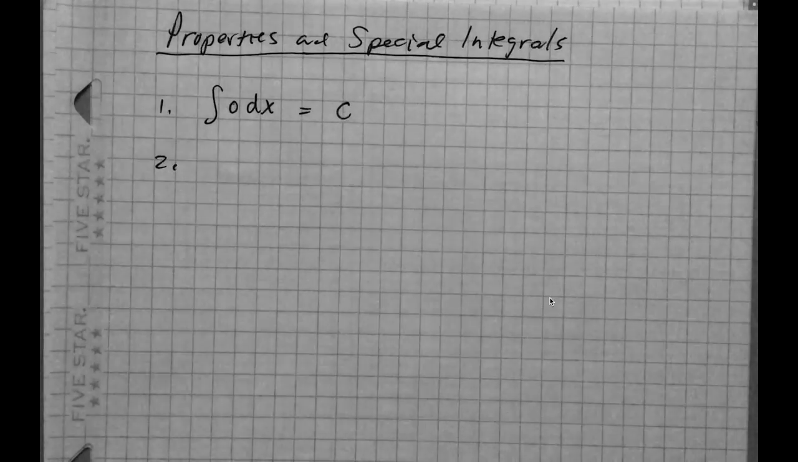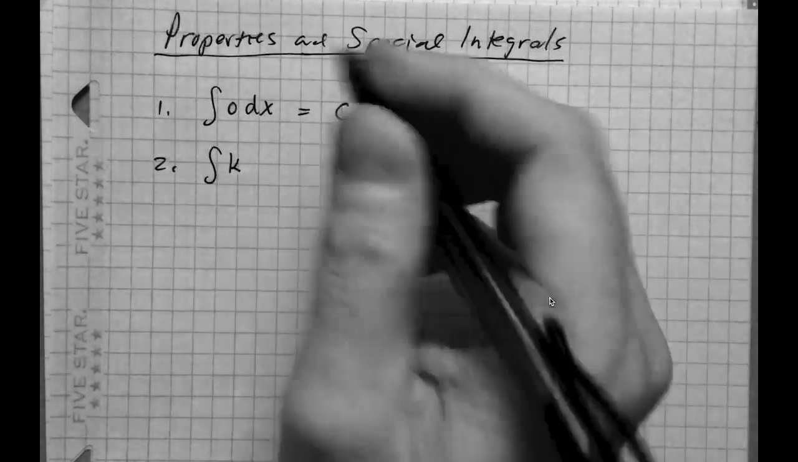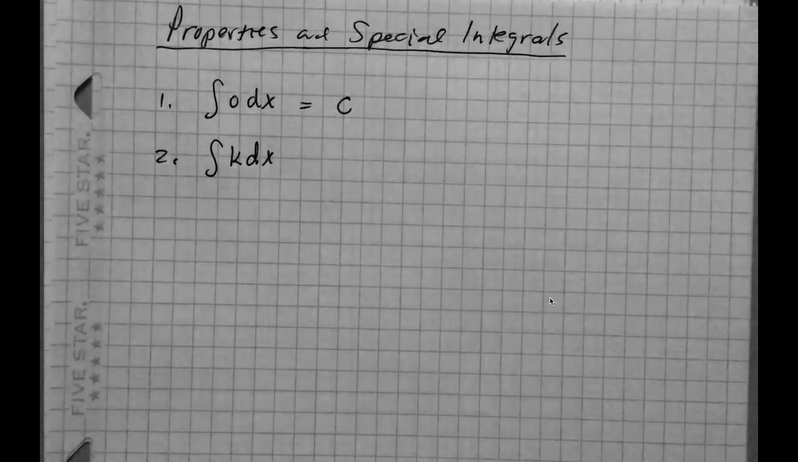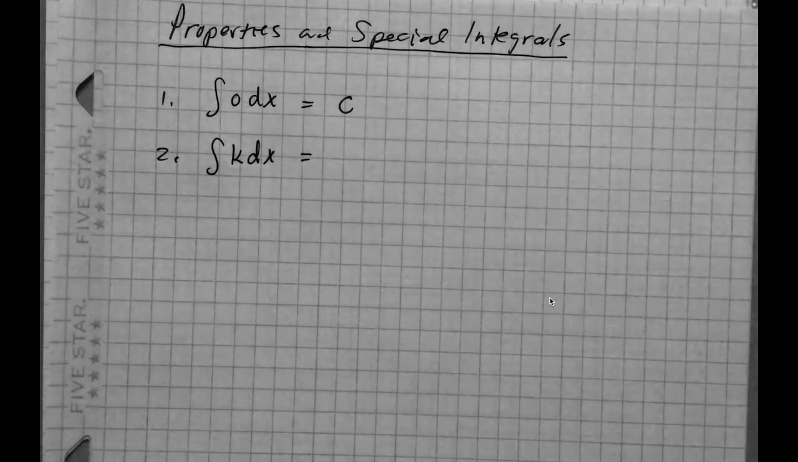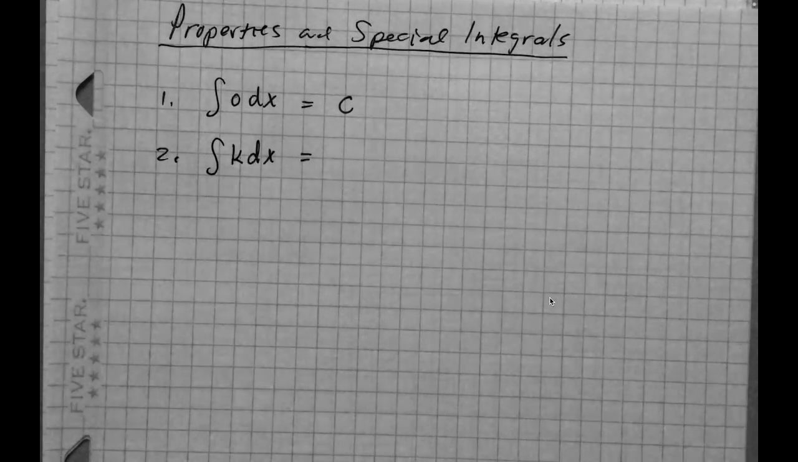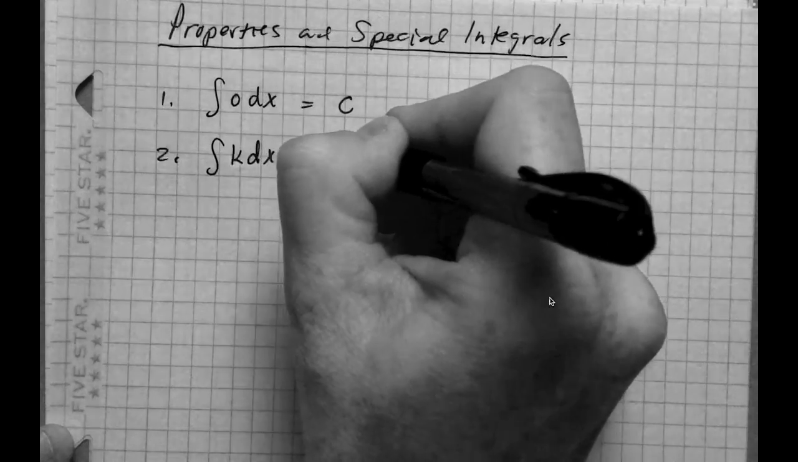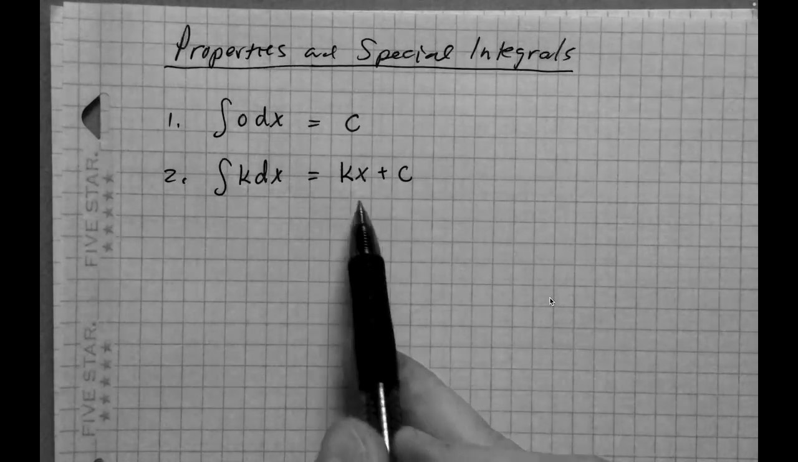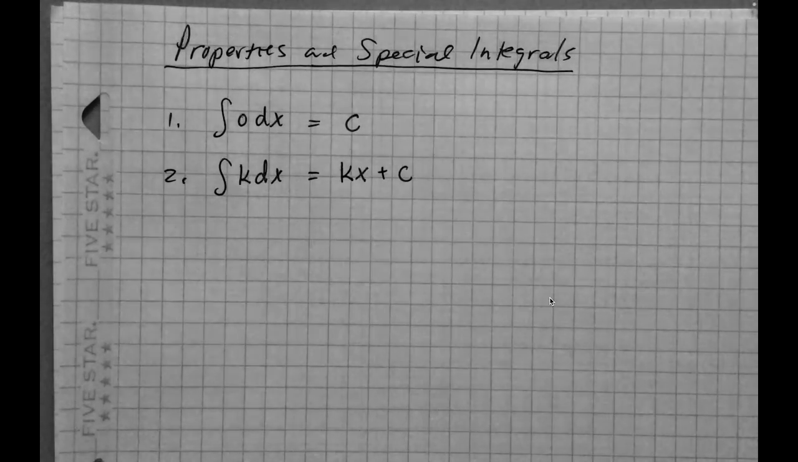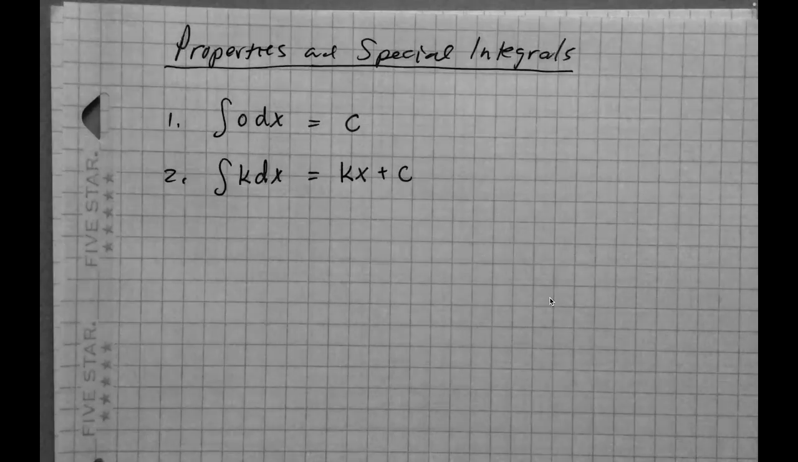The second thing of note here is the integral of a constant, and I'll denote that by k just to distinguish it from the constant of integration. If I integrate a constant, what do I get? Well, what do I have to differentiate to get a constant? I have to differentiate x, or some constant times x with a coefficient other than 1. So if I differentiate kx plus c, I get k. So this would be the general form of the antiderivative of a constant k.